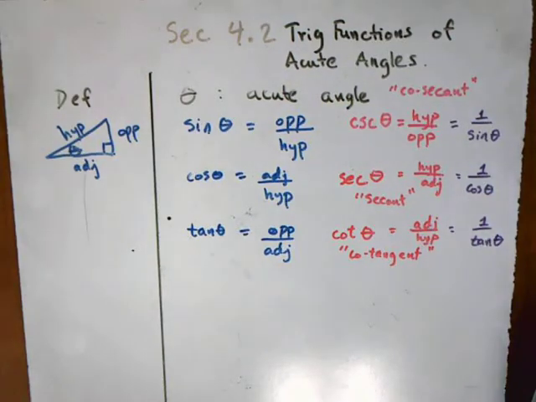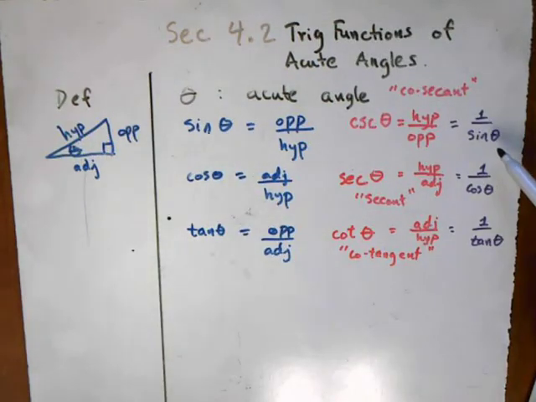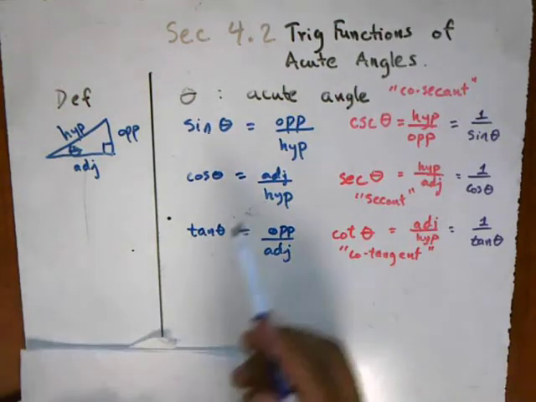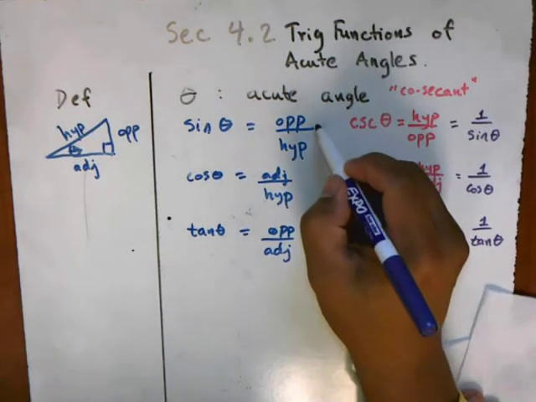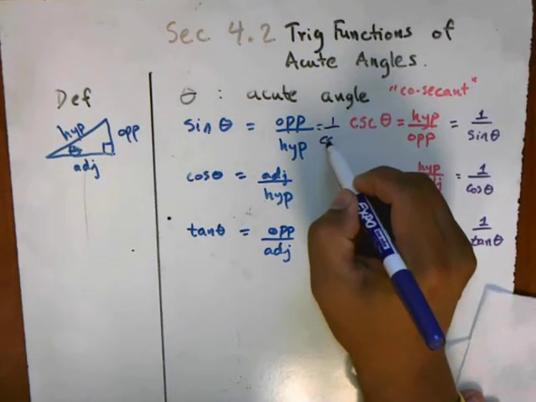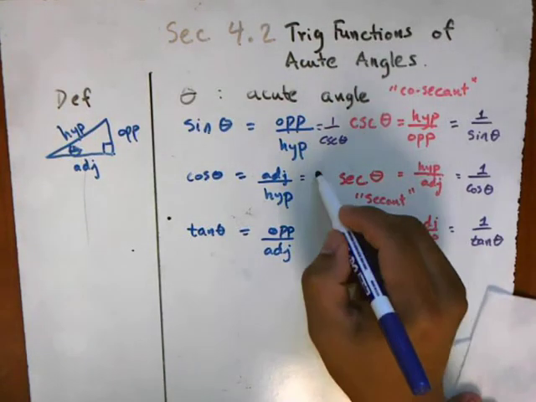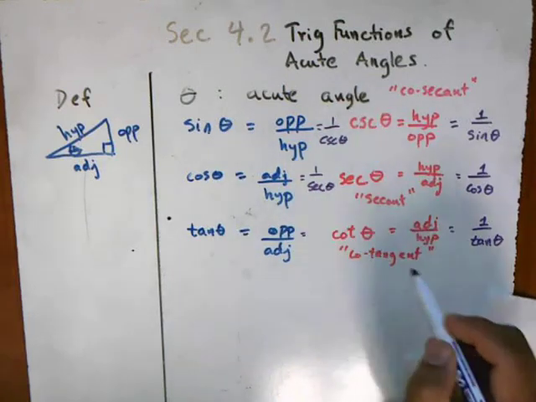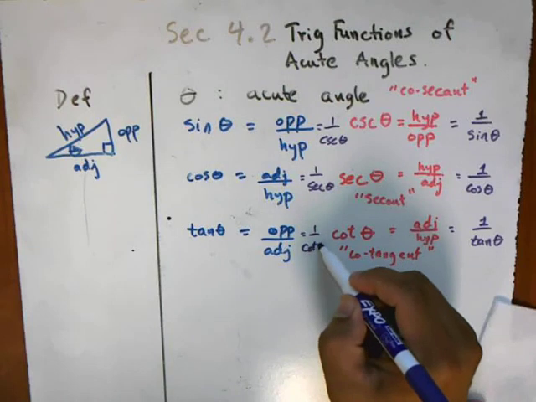Sometimes it may be more useful to use the ratio of the triangle, and sometimes it may be useful to use the reciprocal definition. We can also say a few more things. Since sine is opposite over hypotenuse, sine is also 1 over cosecant. Cosine is the reciprocal of secant, so it's just 1 over secant. And tangent is the reciprocal of cotangent, so it's just 1 over cotangent.